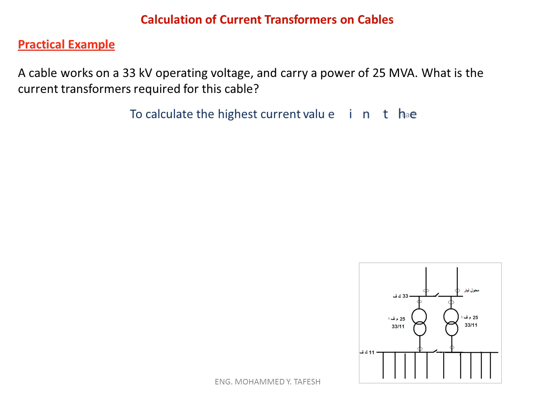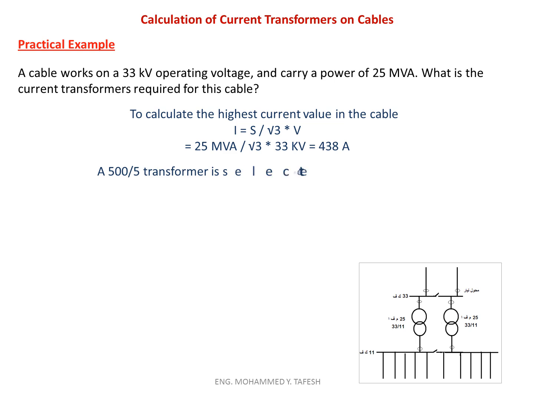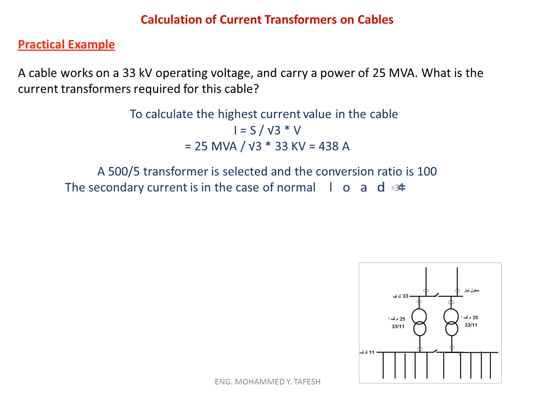To calculate the highest current value in the cable, we write the main power equation. And the calculation is 438 ampere. So a current transformer of 500 to 5 is selected and the conversion ratio is 100. The secondary current, in the case of normal load, equals 438 over 100, which equals 4.38 amperes.